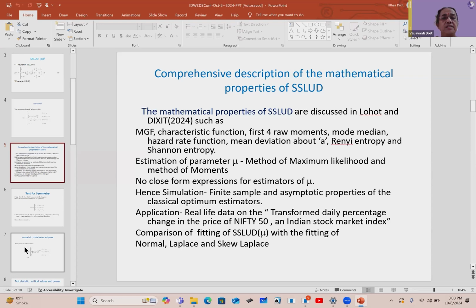Now, application of this distribution to real life data is also discussed in that previous paper: the transformed daily percentage change in the price of NIFTY 50, the Indian stock market index. Comparison of this distribution is also shown in that paper with standard distributions, normal, Laplace, and skew Laplace. And it is seen that the SSLUD mu distribution fits this data well.